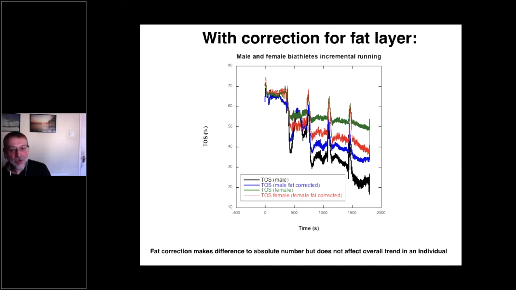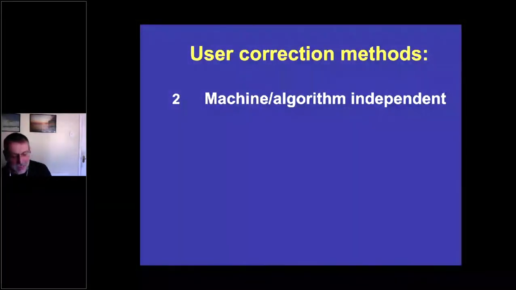So if you look at each individual, as they do more work intensity, they're dropping the saturation. So it affects the absolute number, but doesn't necessarily affect the overall trend. Again, that's useful to know.